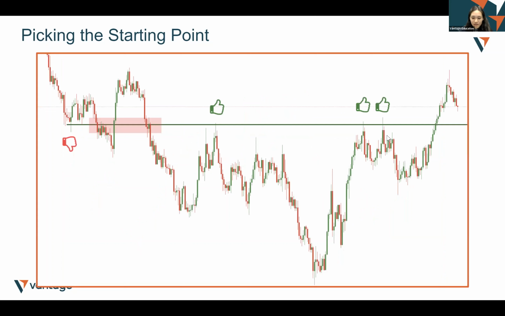Okay, here's another example. You can take note of the red highlighted area. You want to avoid intersecting so many candlesticks. As I mentioned earlier, we want a clean cut. You can also take note of the three green thumbs. So you want to find the swing highs that line up nicely with one another, something like what we have in this image here.